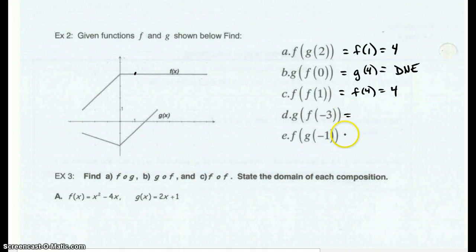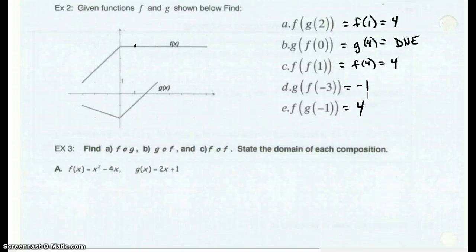So why don't you go ahead, find g of f of negative 3 and f of g of negative 1, hit pause, and come back and check your answer. So go ahead and check those answers. Hopefully everything went okay, and we're ready to move on to the next example. Again, if you're not okay and you need to discuss with each other, then go ahead and take some time to do that.